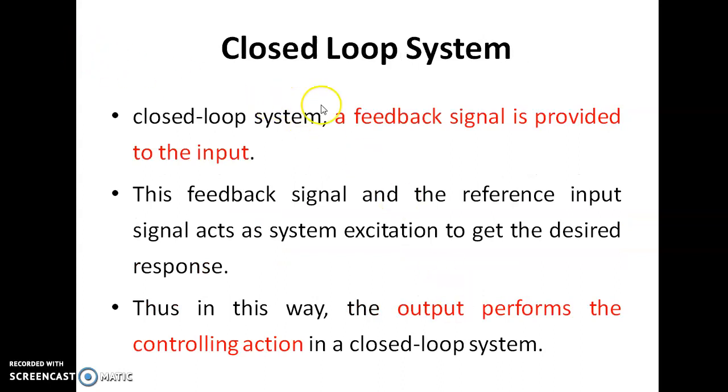In a closed loop system, a feedback signal is provided to the input. The feedback signal and the reference input signal act as system excitation to get the desired response. Because we are comparing the feedback signal and the reference input signal, depending upon that it will produce the error, which is given to the controller, and it will maintain the output. Thus, in this way, the output performs the controlling action in a closed loop system.